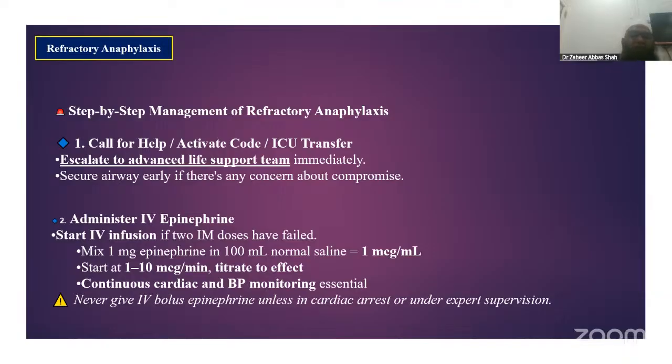So start the IV infusion. The epinephrine ampoule is 1 mg per ml, and that should be added to 100 ml normal saline. It can be given as a titrated dose, and continuous cardiac and BP monitoring is very essential, because this may result in arrhythmia if given directly IV. Here we are giving it through 100 ml normal saline. It should not be given as a bolus unless there is a cardiac arrest or expert supervision or an expert setting.